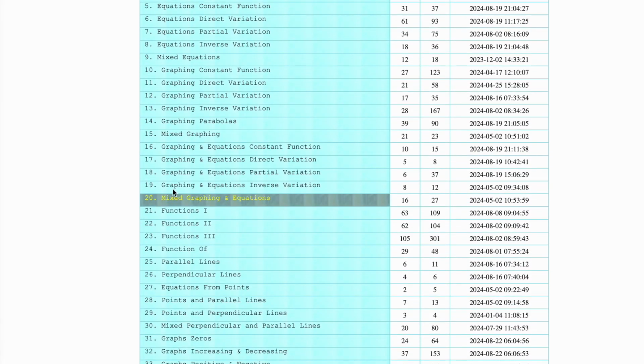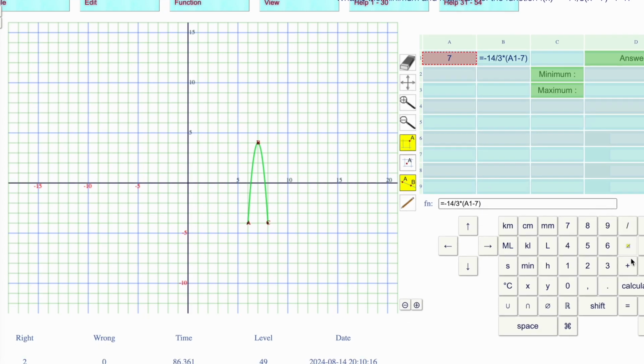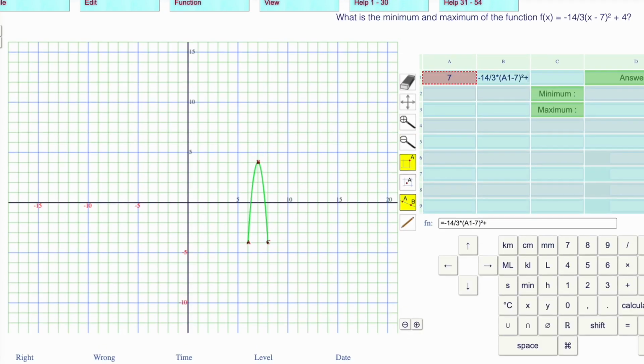Let's move on to a parabola. If we graph this parabola, the vertex is 7, 4. It is opening down. It's going to look something like this, and just keep going down. To get it exact, I'll put in my 7 as my x value, and then we'll calculate the y value, which is negative 14 divided by 3 times the quantity x value, which is 7 in this case, minus 7, which gives us 0. We square that, we get 0, plus 4 gives us the vertex 7, 4.